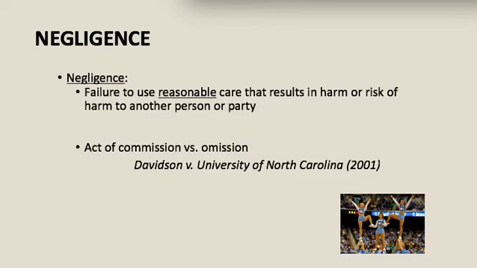Really good example of an act of omission type of negligence we can see from this Davidson versus University of North Carolina case from 2001. Give you a little bit of background on this case. At the time, the University of North Carolina did not have a full-time coach for their JV cheerleading squad. But they still had this JV cheerleading squad that was expected to practice, cheer at games, travel to games, and basically run as an existing team within the athletic department.